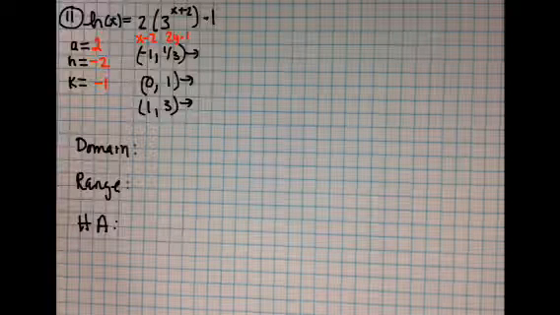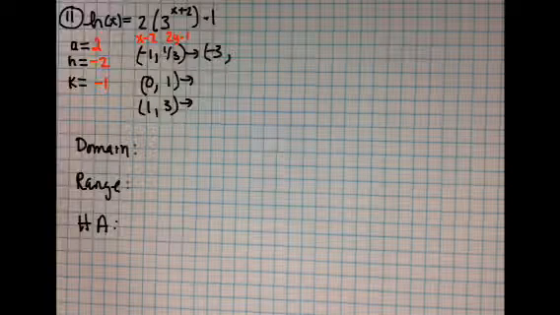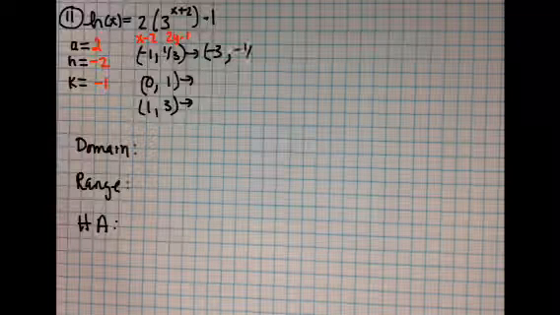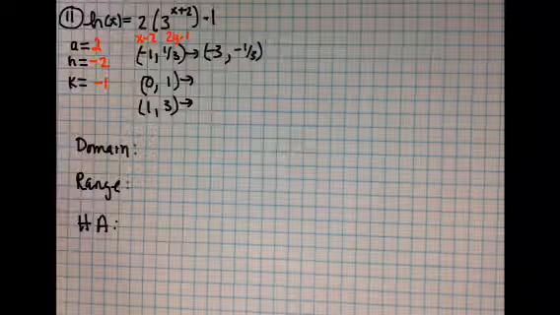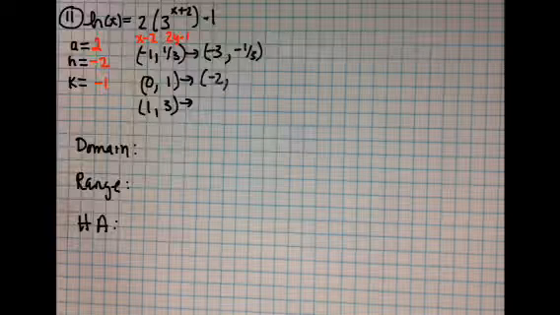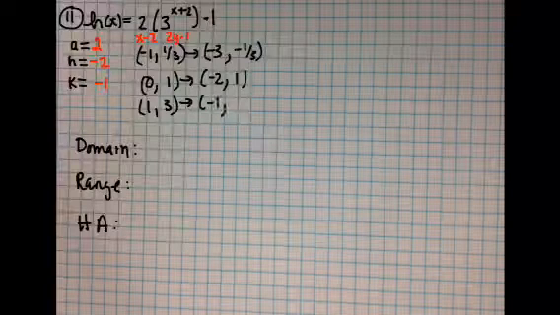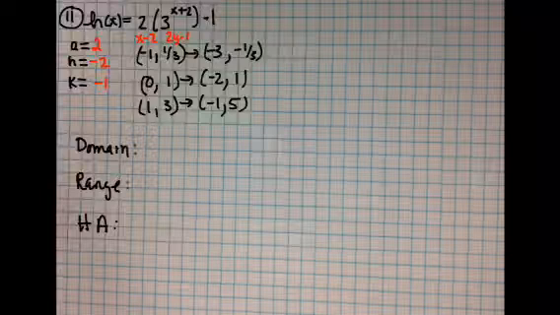So negative 1 minus 2 gives you negative 3. 2 times 1/3 is 2/3, minus 1 is negative 1/3. 0 minus 2 is negative 2. 2 times 1 is 2. 2 minus 1 is 1. 1 minus 2 is negative 1. 3 times 2 is 6. 6 minus 1 is 5. So that's what we're going to graph.